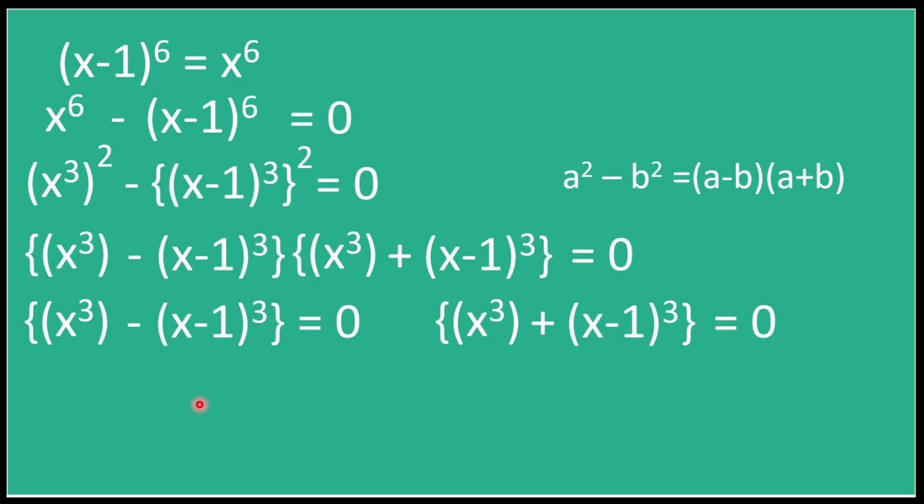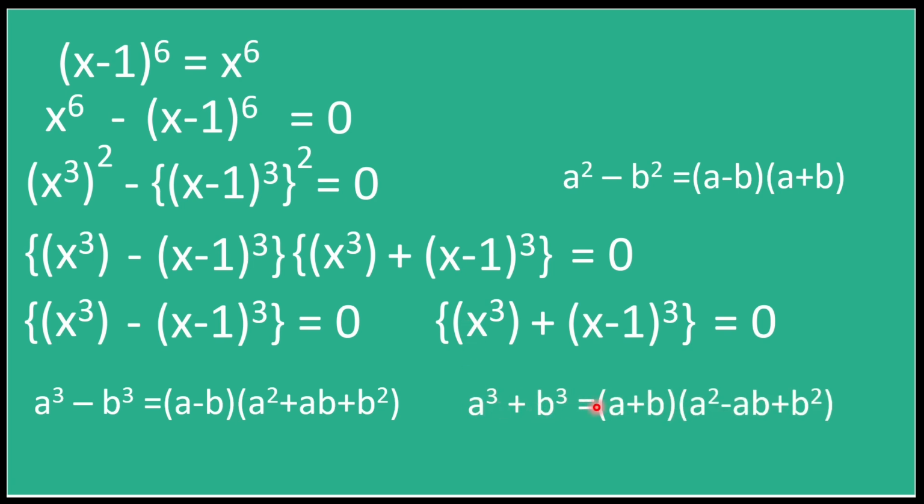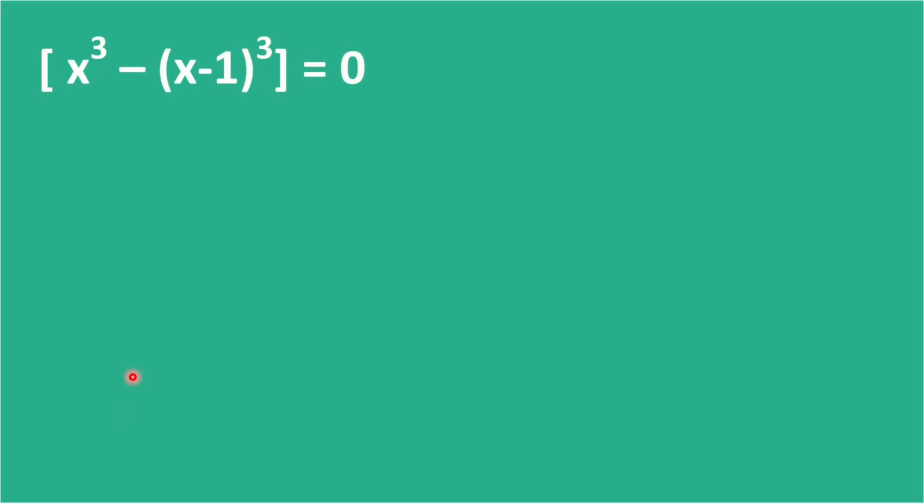And now here again we can use algebraic identities: a³ − b³ = (a − b)(a² + ab + b²), and a³ + b³ = (a + b)(a² − ab + b²). We will solve these two factors separately by these cubic formulas. Let's solve this equation first for the value of x. Let's take x^3 − (x − 1)^3 = 0 and solve this for the value of x.